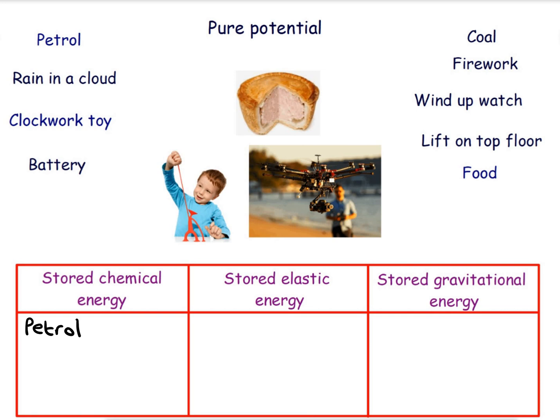So inside petrol, there is stored chemical energy. When you burn the petrol in something like a car, you'd be converting that stored chemical energy, changing it into movement energy, heat energy, sound energy. The next one then, rain in a cloud, would have stored gravitational energy because it is up high. The clockwork toy would have stored elastic energy.